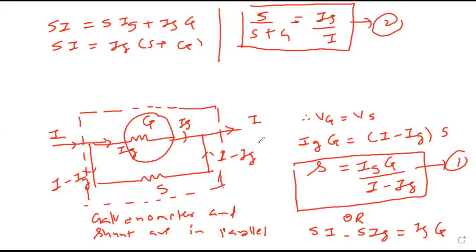Just copy the full formula. In one more format, I am giving you this formula. S is Ig into G upon I minus Ig, or S upon S plus G is Ig upon I. Done, sir. Okay.